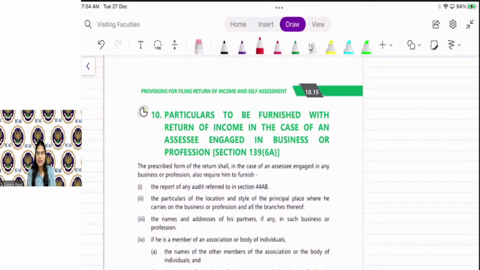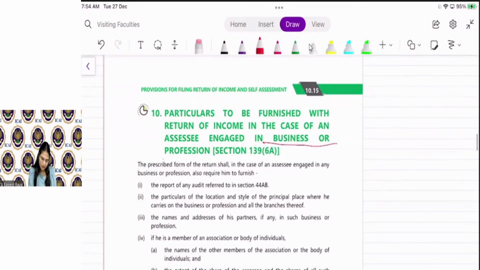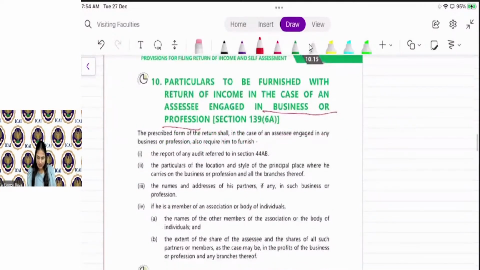Particulars to be furnished with return of income in case of an assessee engaged in business or profession. If you are doing business or profession, then you have to give the following details along with your return of income. That is the report of audit, that is the tax audit report, referred to in section 44AB. Particulars of location and style of the principal place where he carries on business or profession, and all branches.